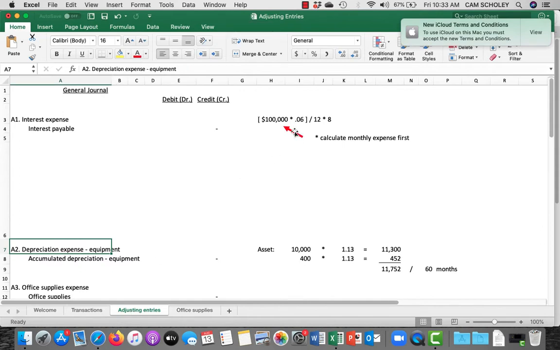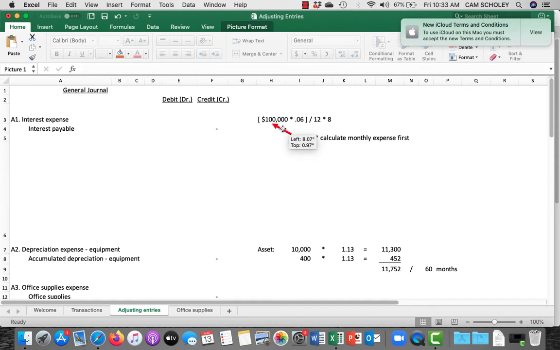So what we're looking at is we need to create a calculation that takes the loan amount, the $100,000, times the annual interest rate of 6%, or 0.06 in decimals. So this here would give you the full year, 12 months worth of interest. We're not there yet though. So what I recommend is dividing all of that by 12. So we're calculating the monthly expense first.